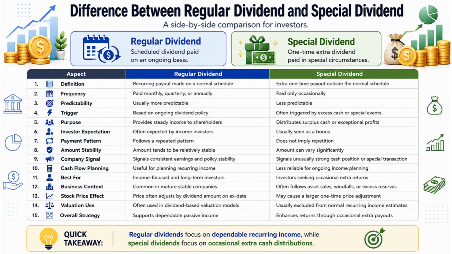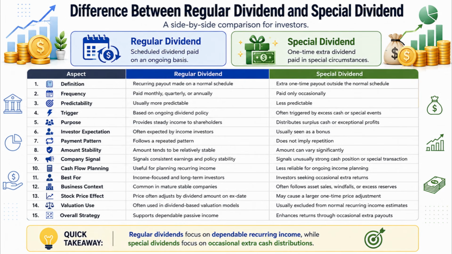In this video, we will discuss the difference between regular dividend and special dividend. Number 1. Regular dividend is a recurring payout made on a normal schedule, whereas special dividend is an extra one-time payout made outside the normal schedule. Number 2. Regular dividend is usually paid monthly, quarterly, or annually, whereas special dividend is paid only occasionally.